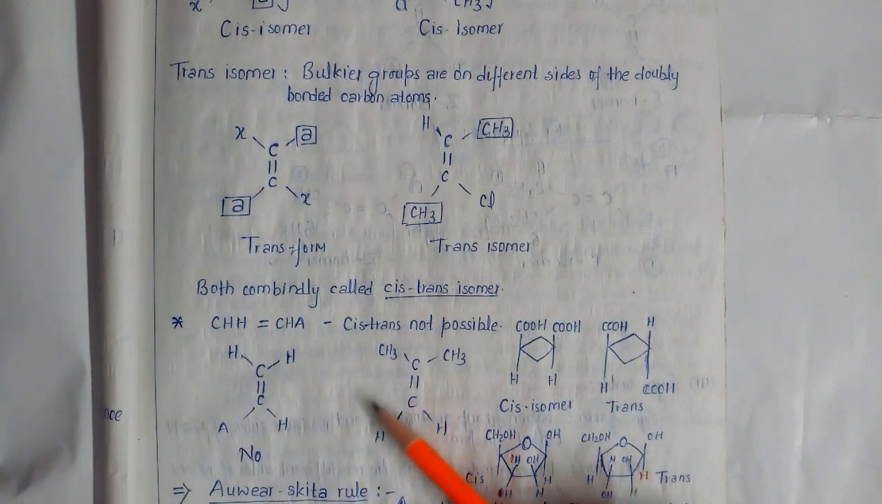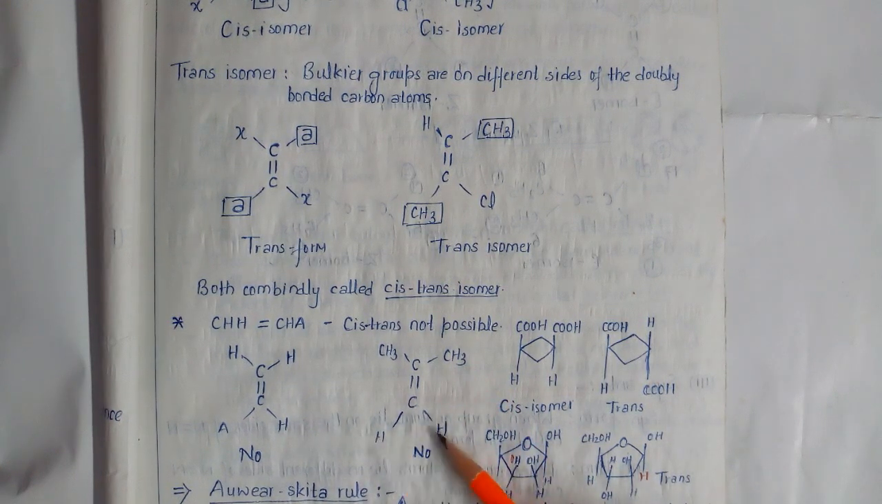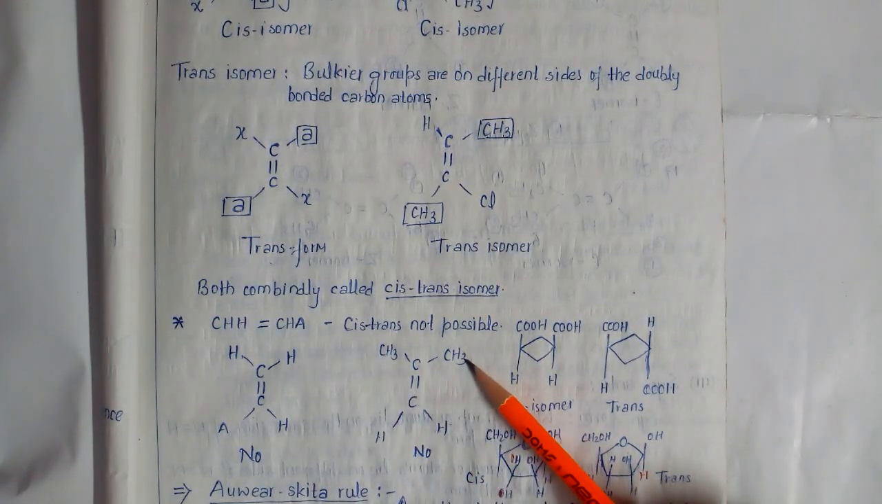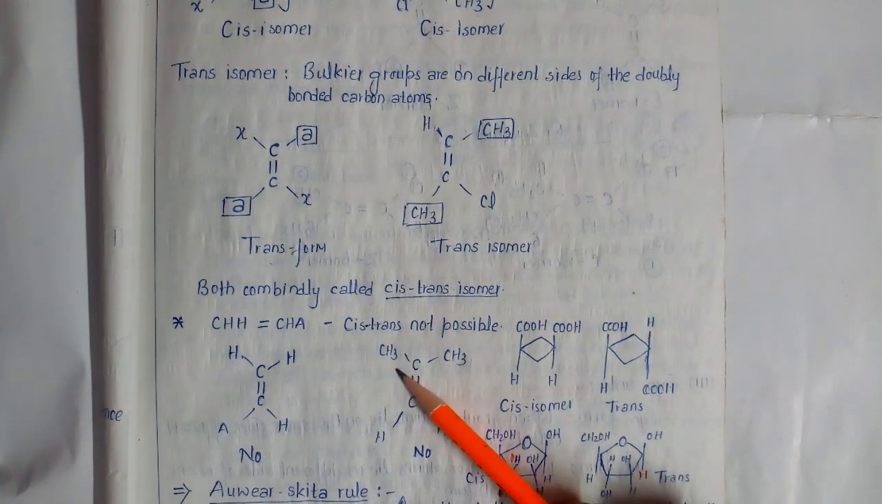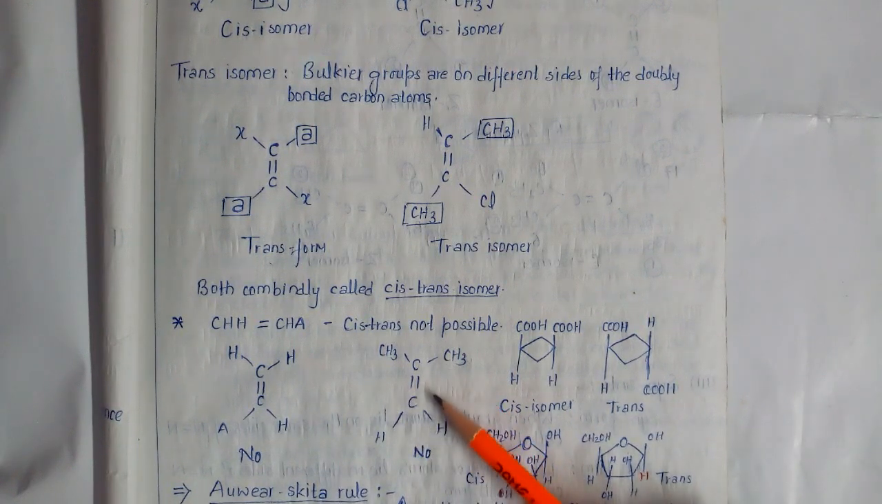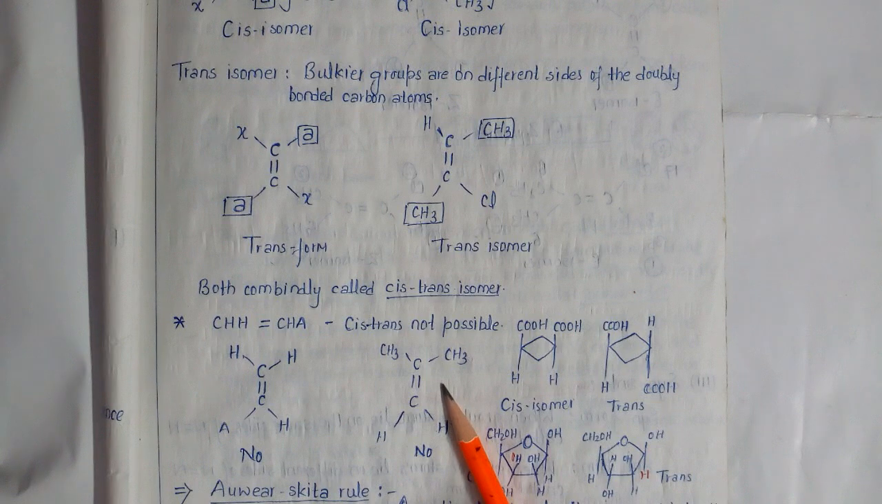Another example is CH3 CHH. Like groups are present, but the like groups do not lie on the same side. These are the sides, and in this case CH3 is different, hydrogen is different. So this form also does not show cis-trans isomerism. These are the two forms that never show cis-trans isomerism.